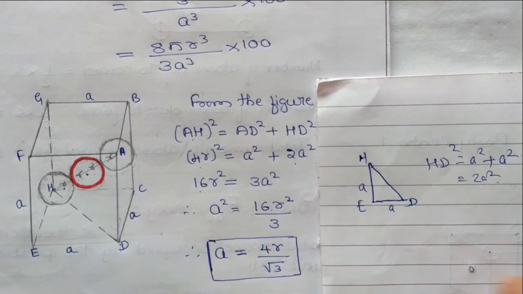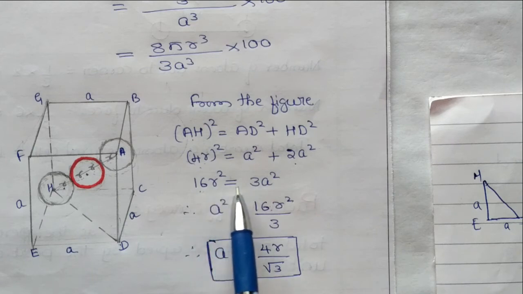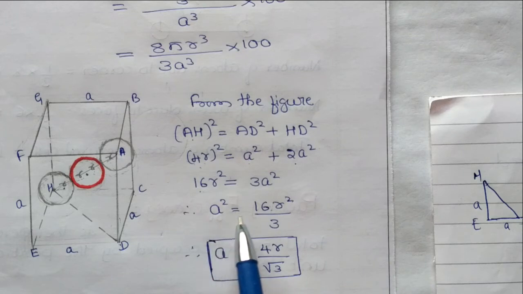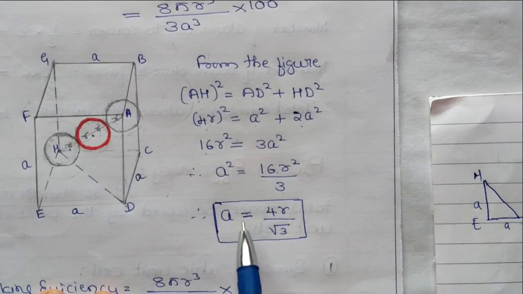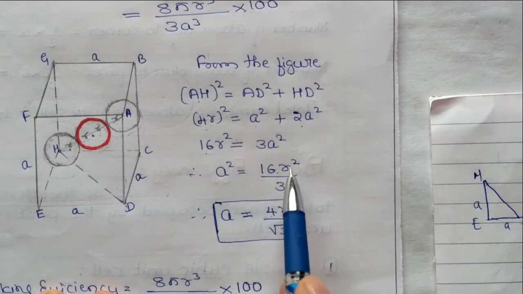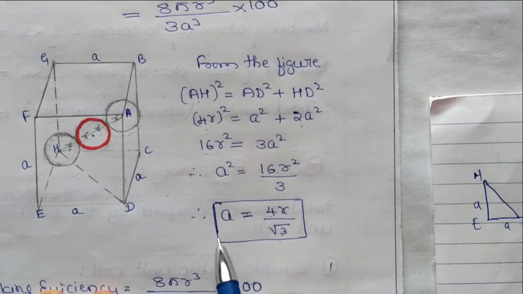Okay, so therefore now what happens: 16r square equals a square plus a square plus a square, 3a square. So a square equals 16r square by 3. Our aim is to get the relation between a and r. So a equals the square root of that: square root of 16 is 4, square root of r square is r, and root 3 comes here. So 4r divided by root 3 is the a value.